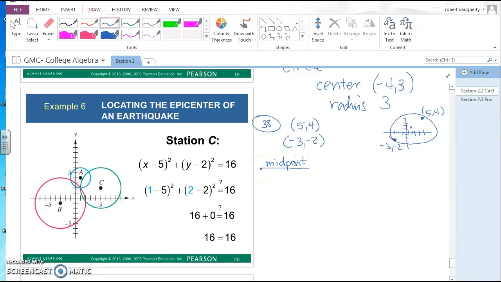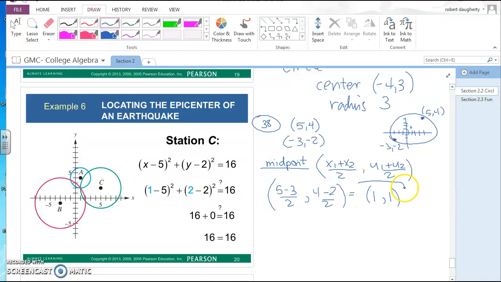So the midpoint, remember our midpoint is x1 plus x2 over 2, y1 plus y2 over 2. That's my midpoint. So the midpoint is going to be, what, 5 minus 3 over 2 and 4 minus 2 over 2. So that's going to be the point 1, 1. Okay? So that's going to be the center of my circle. So now I know the center.